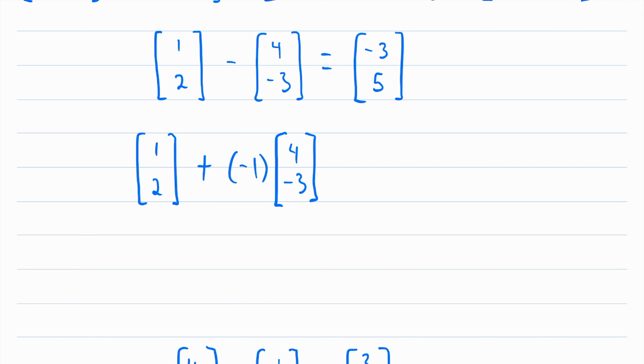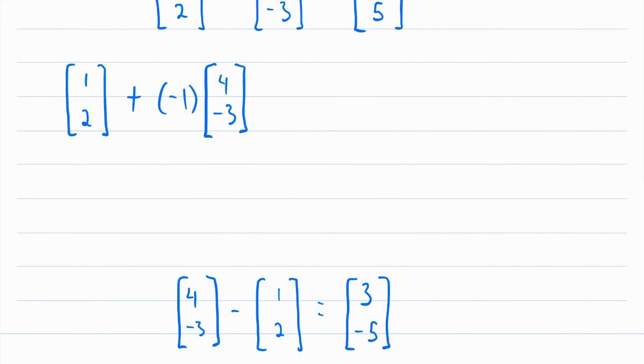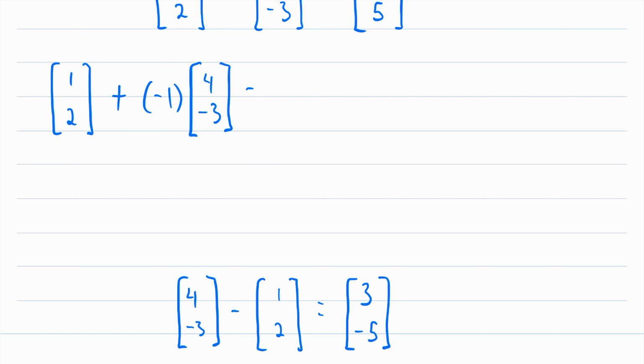So now that we've turned this subtraction into the addition of a negative, we can commute these two matrices. So let me move them over to the side a little bit. This is equal to -1, a scalar of -1 multiplied by the matrix containing 4 and -3, just like that, plus this matrix here having entries 1 and 2.